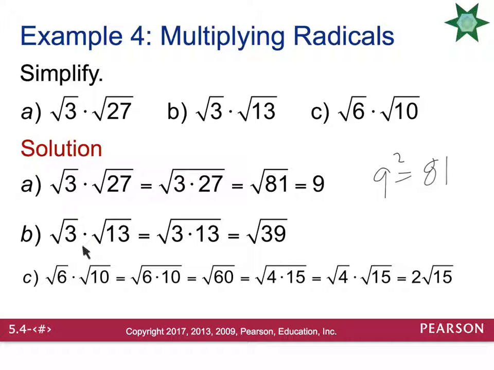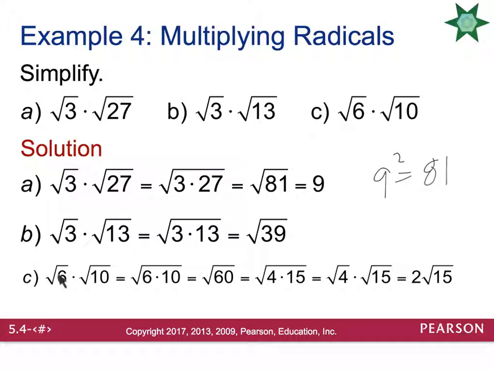Second example, B: the square root of 3 times the square root of 13. We can put those together in one radical, just multiplying. 3 times 13 is 39. 39 does not have a perfect square in it, so we can just leave it like that. There's no perfect square that goes into 39.